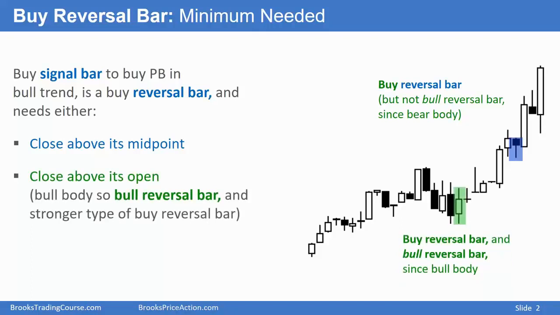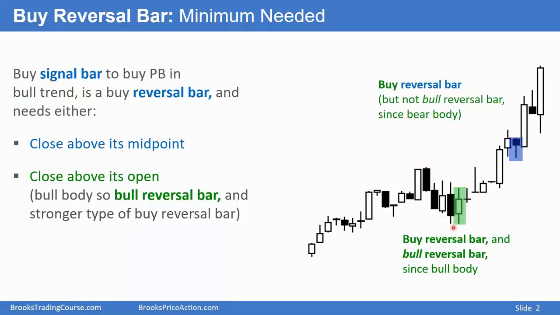Down here, here's another type of buy reversal bar. This one has a bull body, and therefore it's also a bull reversal bar. It closes above the open, and in this particular case, it also closed above its midpoint, which makes it a higher probability bet that the market will continue up. The market was going up, pulled back for a couple legs, 1, pull back 2, and now we have a small double bottom, 1, 2, and the bull trend is trying to resume after about a 50% pullback.